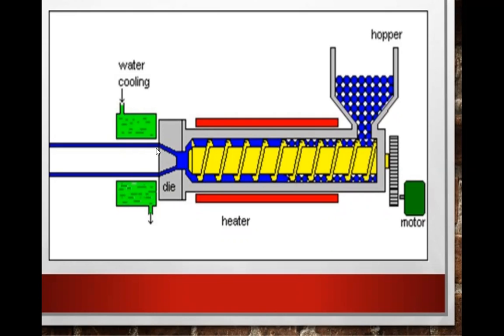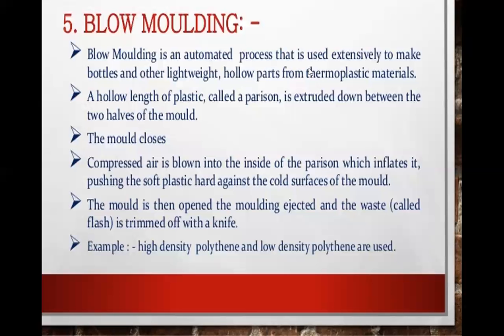And this enters into this die. And here the water cooling is passed so that this plastic, which is in the liquid and heated form, gets cooled and takes the shape of these tubes. So this is about the extrusion molding.